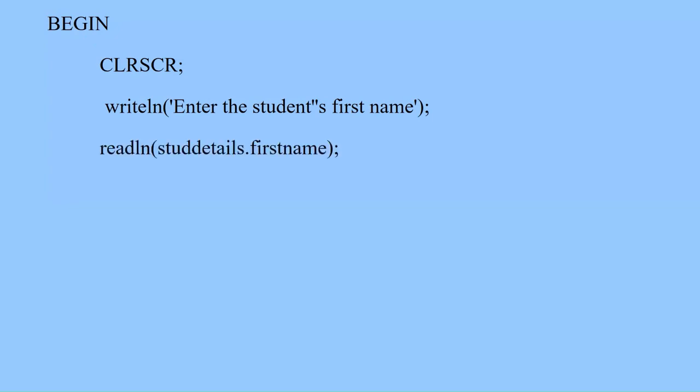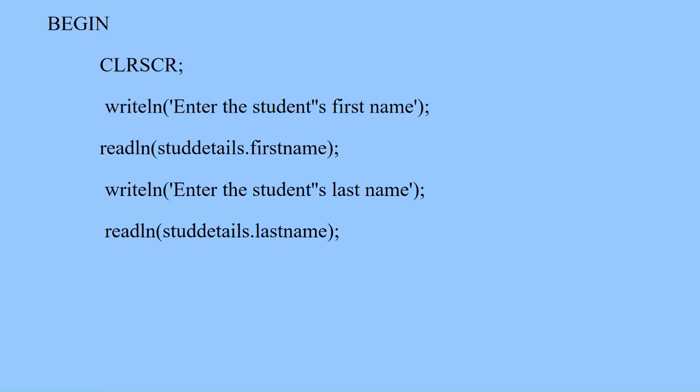So we begin, we clear the screen, we display the statement, enter the student details. That is the student's first name. We read the value that will be entered by the user, and that value will be entered into the first name member through the object student details. So that entry will be captured and stored in the memory location called first name in the record. Then enter the student's last name. We read what is entered, and it is assigned to student details dot last name. So it is assigned to the last name member of the record.